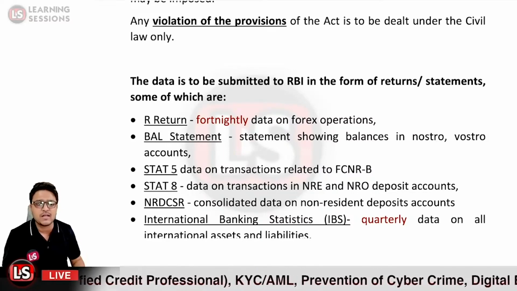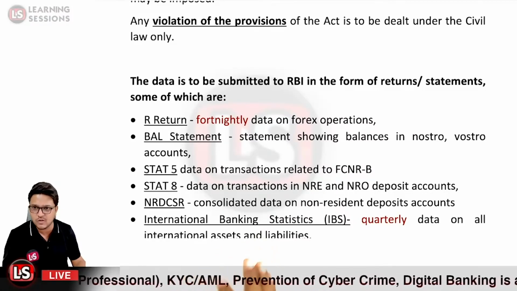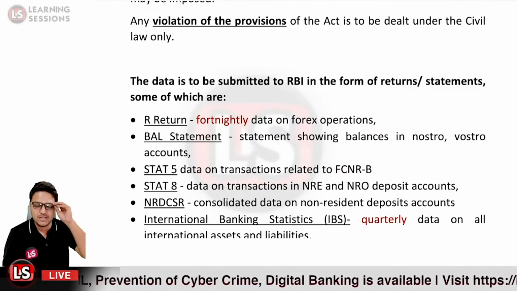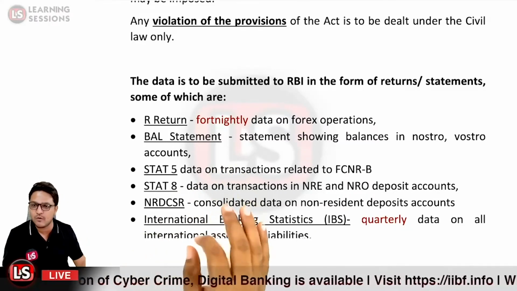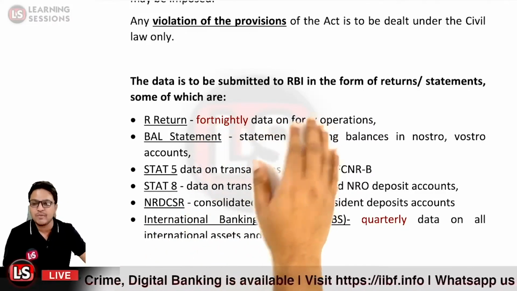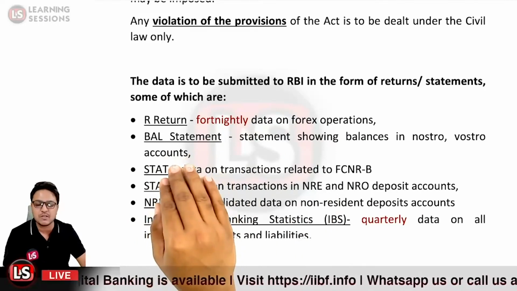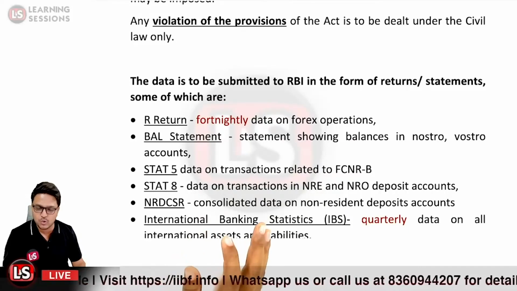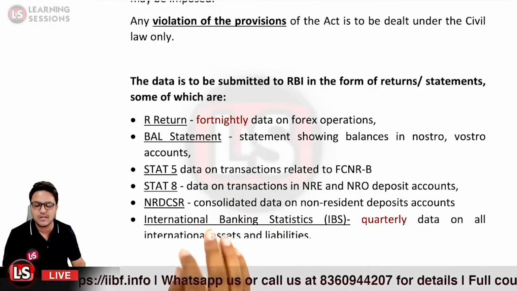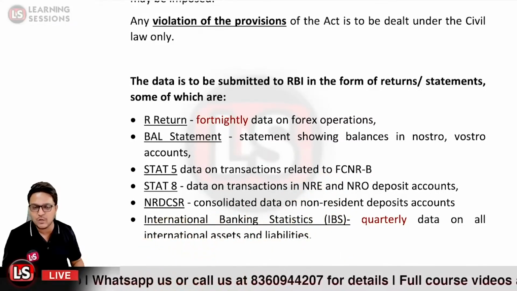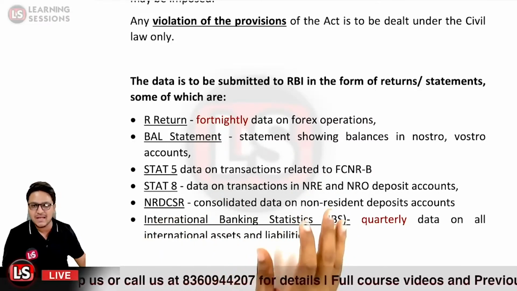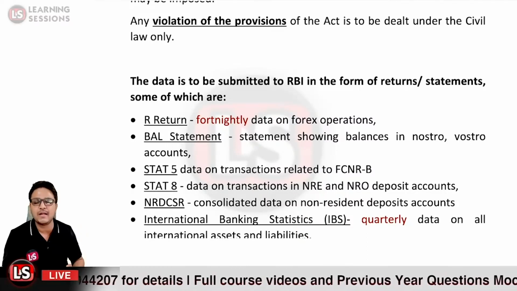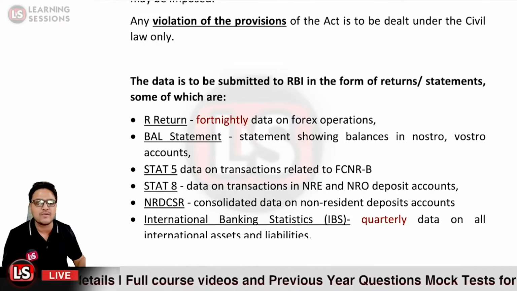Then it is NRDCSR, the consolidated data on non-resident deposit accounts. Let me explain them to you again. First of all, it is the R return, which is the forex operations return, and it is a fortnightly return. Then it is the balance statement, that is the BAL statement, which reflects the balances under the nostro and vostro accounts. Stat 5 is related to the transactions of FCNRB, and Stat 8 is related to the transactions under the NRE and NRO deposit accounts. Further, NRDCSR is a consolidated report related to the non-resident deposit accounts.